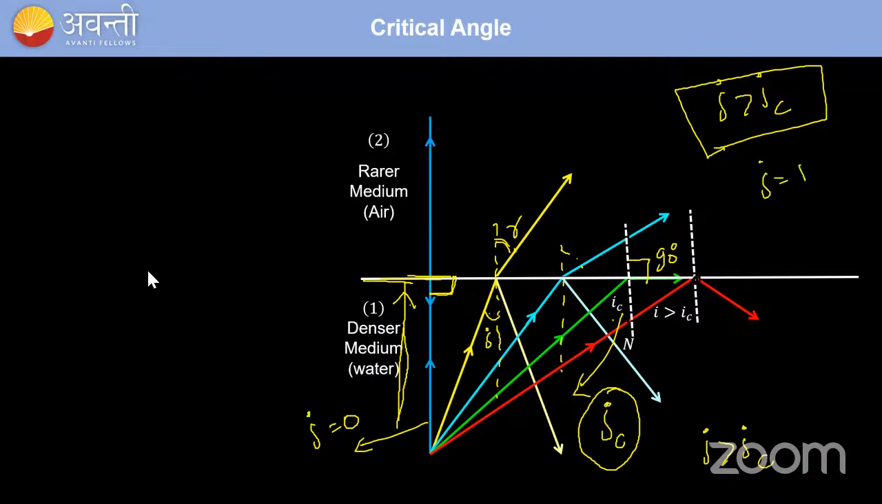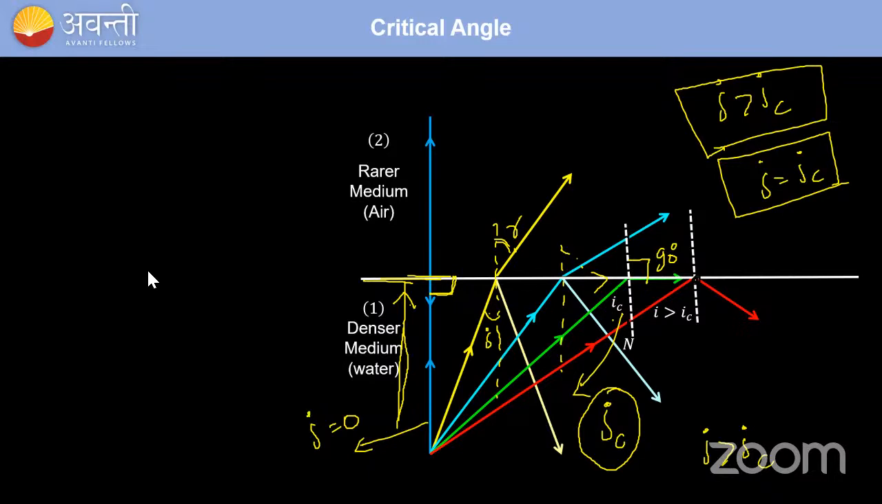And if I equals IC, the refracted ray of light will graze the surface. What does grazing the surface mean? Along the surface you are moving. That is called grazing the surface. So for I equal to IC, it will graze the surface.